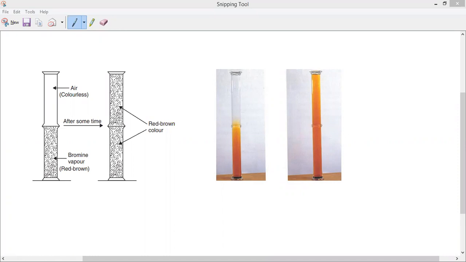Example: a gas jar full of bromine vapors. Why are we taking bromine? Bromine is actually a liquid, but it easily forms vapors. That is why we are saying vapors.